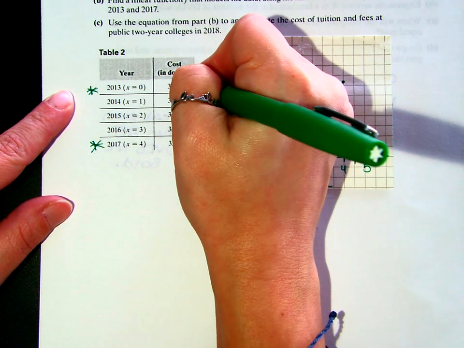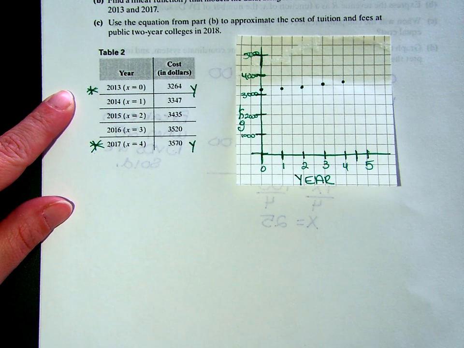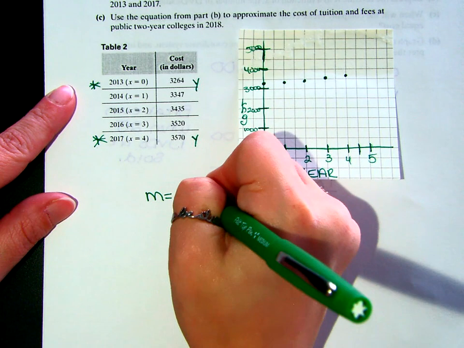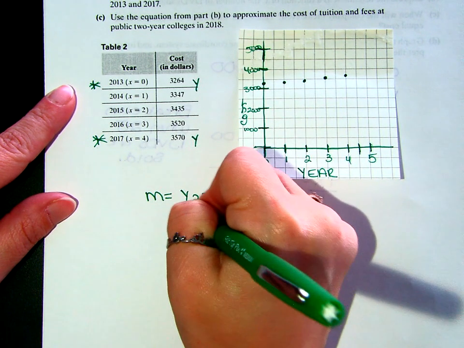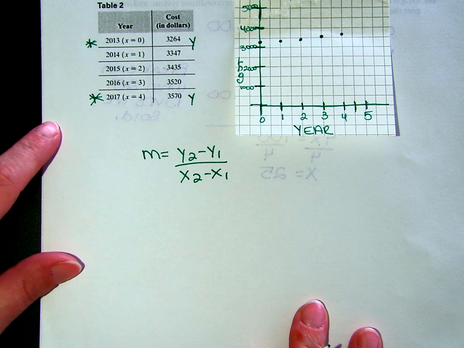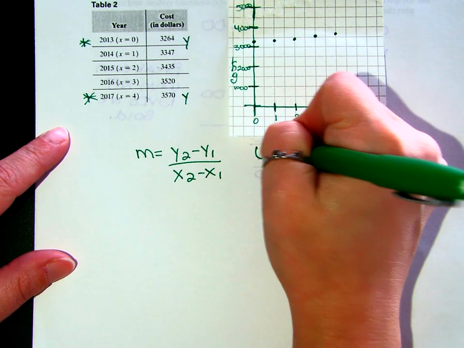And to find slope, slope is y2 minus y1 over x2 minus x1. We need 2 ordered pairs for that, and they just gave us 2 ordered pairs. We have the ordered pairs (0, 3264) and (4, 3570).